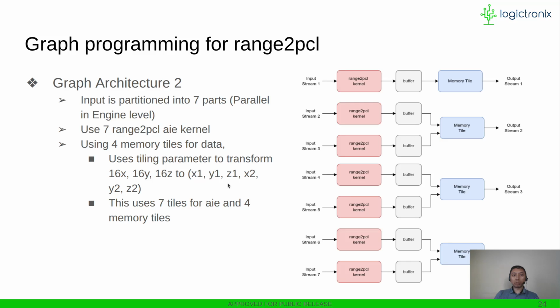Now this is the second graph architecture. Here we are using memory tiles on the output side. On the input side we are using the same 7 range to PCL kernels, but for the output side we are using 4 memory tiles, and 3 of the memory tiles we are connecting to range to PCL kernel outputs, 2 channels of range to PCL kernel outputs. So we cannot do more than 2 kernels due to the limitation of our memory tiles.